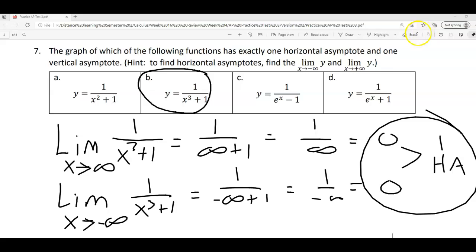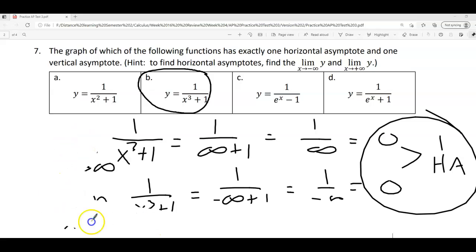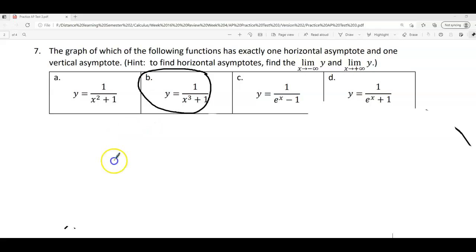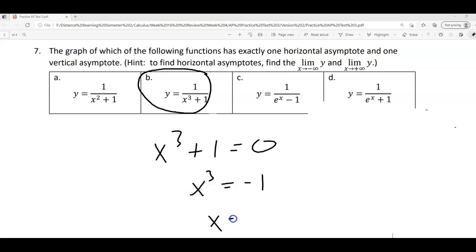Now we have to find where the vertical asymptote is. The vertical asymptote can be found by setting the denominator equal to 0 and solving. If you get one answer, that means there's 1. If you get 2 answers, that means there's 2. If you don't get any answers, that means there is no vertical asymptote. So I'm going to do x cubed plus 1 equals 0. I'm going to subtract 1 on both sides, and then take the cube root, and I end up with one answer, negative 1. So that is the reason why it's B.